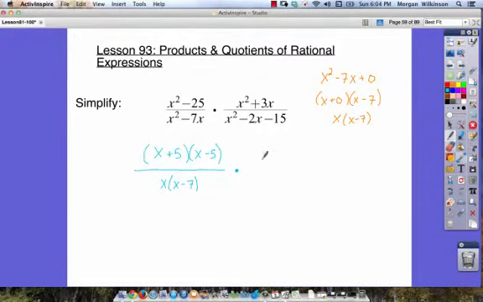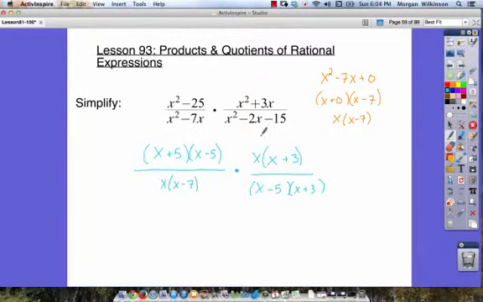X squared plus 3x. Well, if we took the same principle and applied it to this, we'd get x times x plus 3. And then we're going to divide that by x squared minus 2x minus 15. What multiplies to negative 15 and adds to negative 2? We must have x and x to give us x squared, and then negative 5 and plus 3, because negative 5 times 3 is negative 15, and negative 5 plus 3 is negative 2.